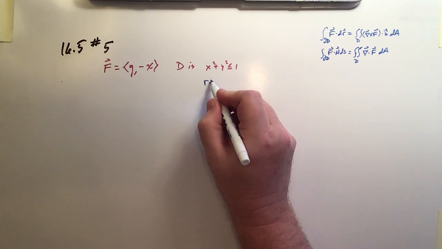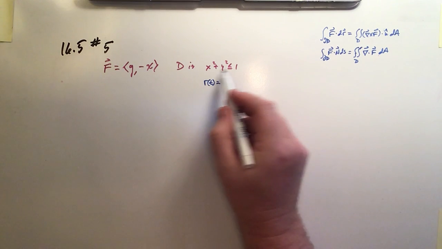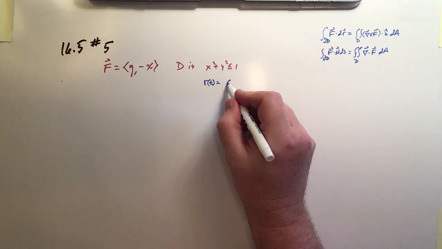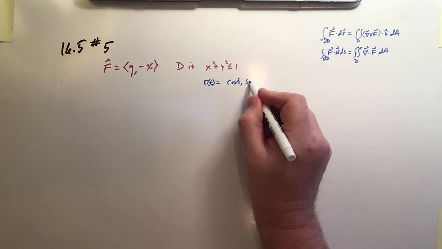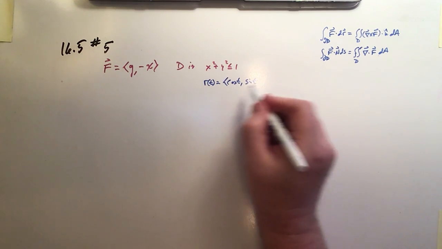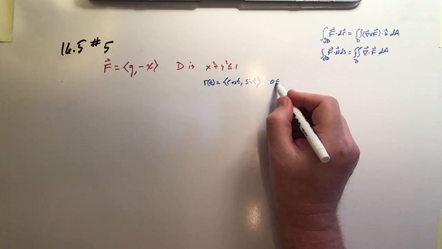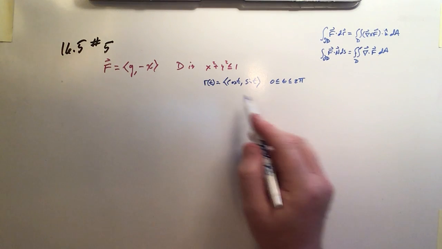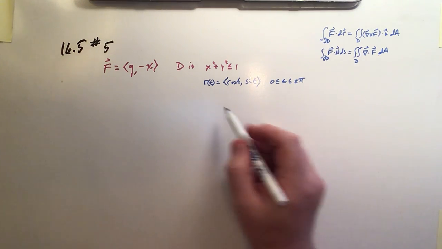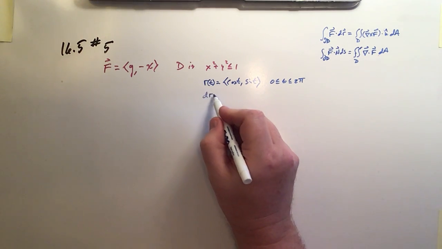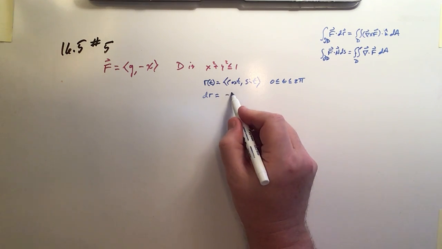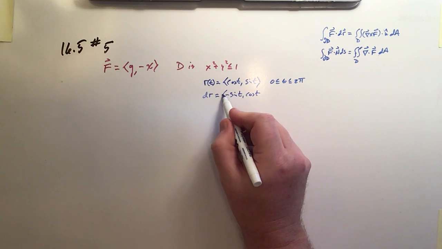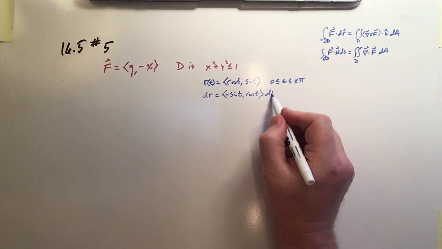So r of t is going to be equal to a circle of radius 1 to draw its boundary, which is going to be cosine t, sine t, between 0 and 2 pi. So that's our boundary function, and then of course I need dr so I can do the dot product. So dr is going to be negative sine t, cosine t, dt.